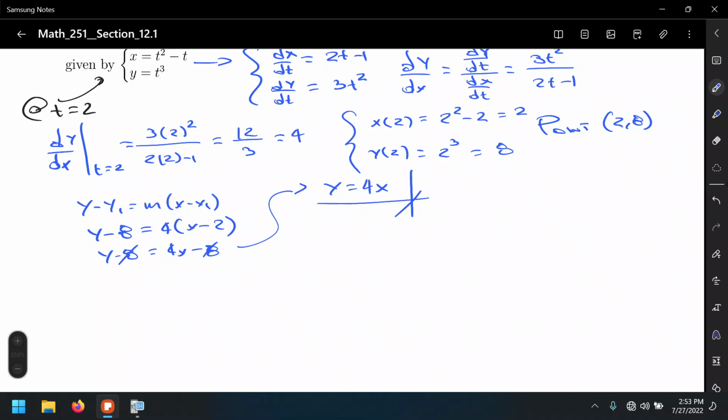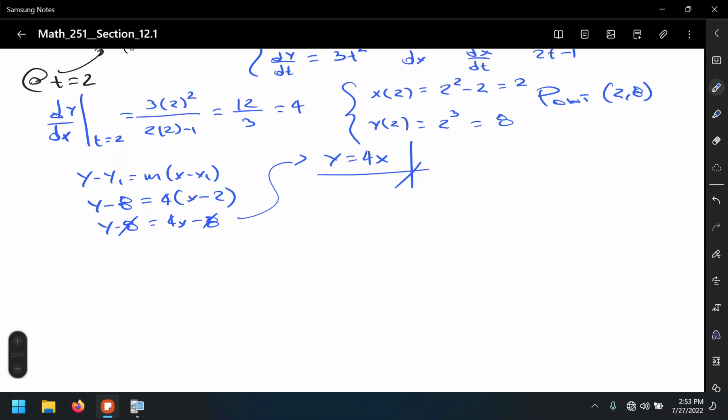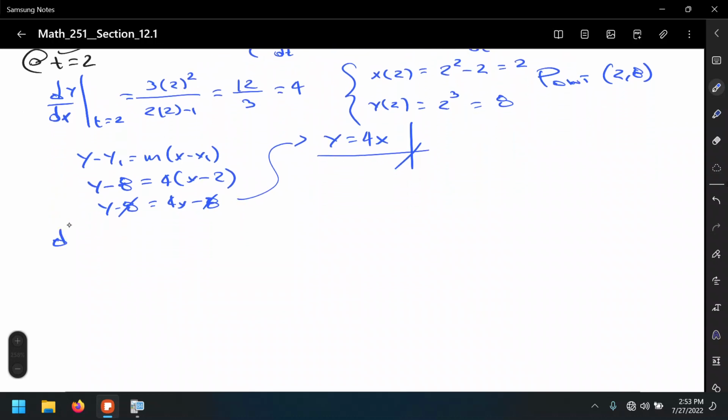So we have already the slope and the equation, and now let's describe the concavity. Concavity is a piece of information that we obtain from the second derivative of a function. So we have to take the second derivative, d squared y over dx squared. That's the derivative with respect to t of the first derivative that we already took in the previous part, divided by the derivative of the x equation.